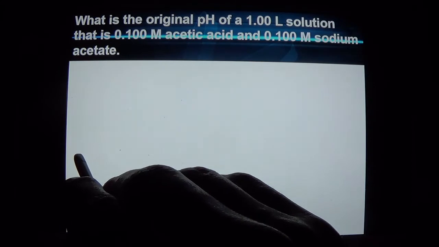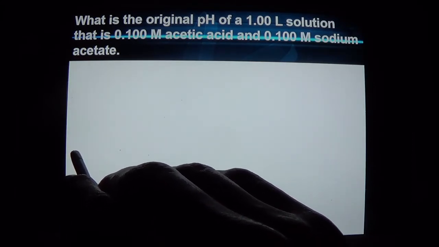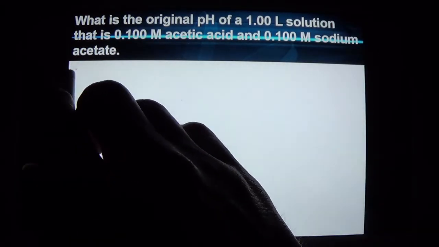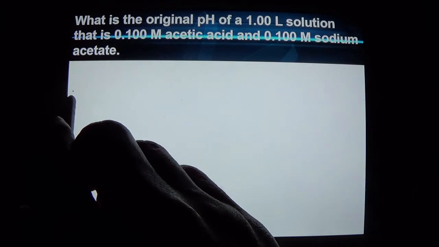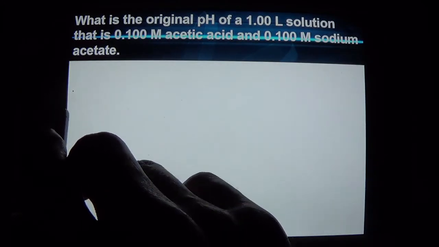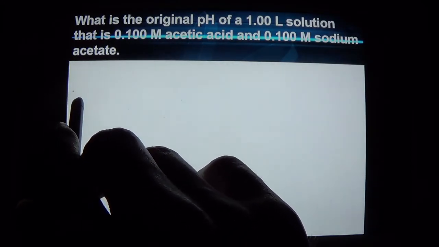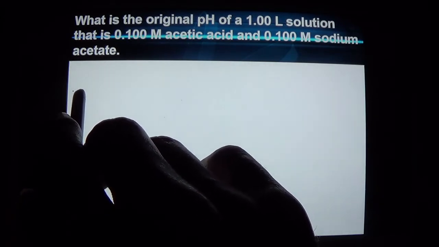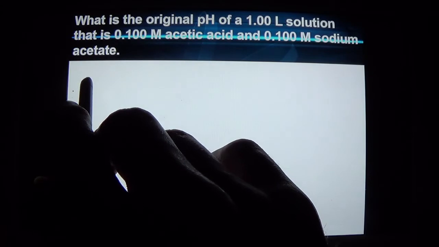2 ways I could do this. I could do this with the Henderson-Hasselbalch equation. I could do this with the Rice table and Ka. I'm going to do it with the Rice table and Ka, because I'd rather you know this way, which works for everything, than the Henderson-Hasselbalch, which only works for buffers. But again, if you can identify that it is in fact a buffer system, you can take that shortcut.